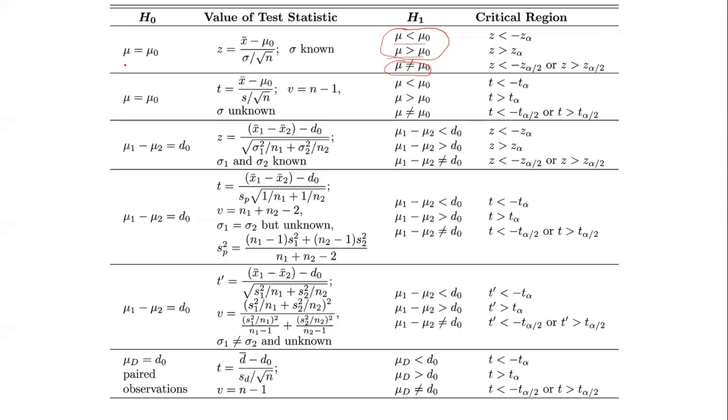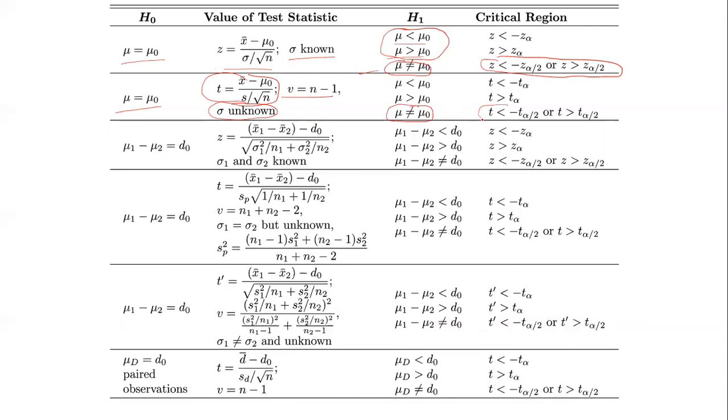So the first one says just test mu is equal to mu zero, sigma is known, this is the test statistic, this is the alternative, then this is the critical region, okay? And in the second part, again, test mu is equal to mu zero or not. Well, sigma is unknown, right? Hence, this is the test statistic that you use, the t statistic with v equal to n minus 1 degrees of freedom. This was our alternative.